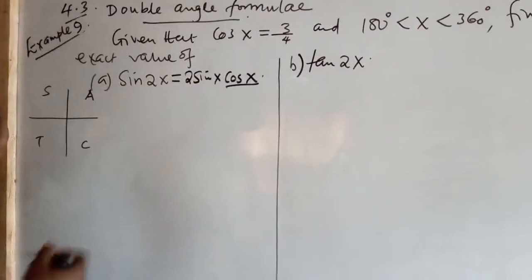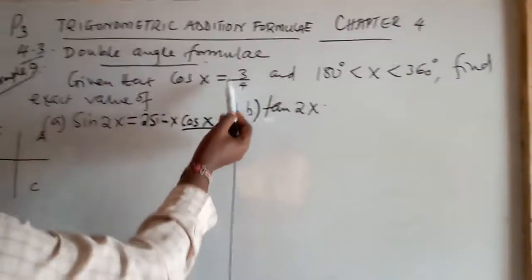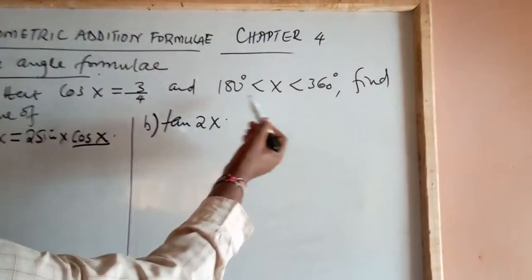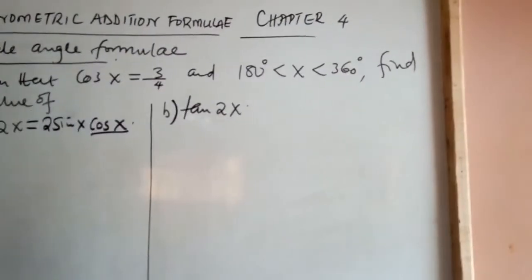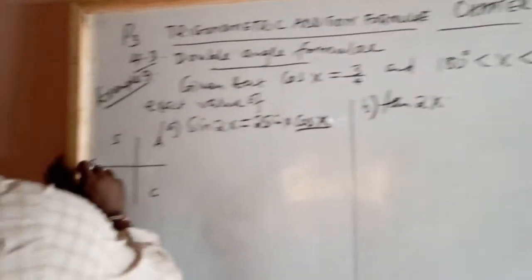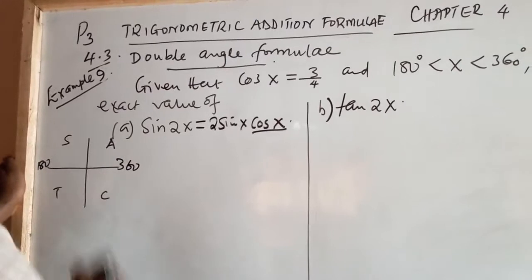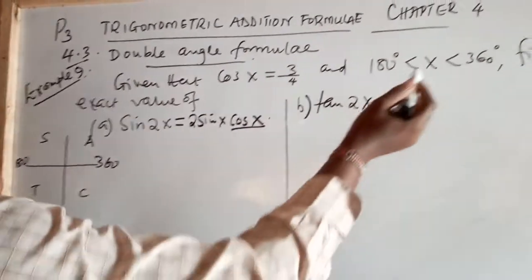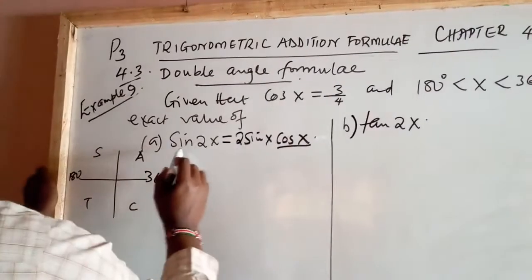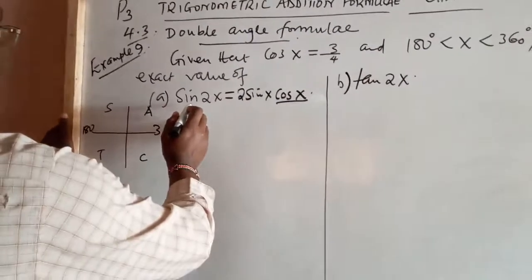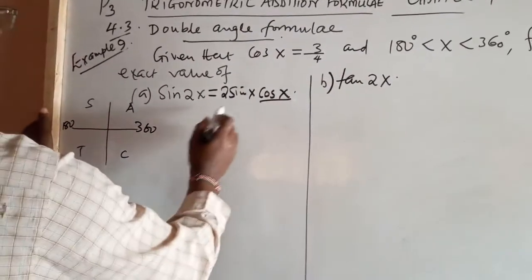In example 9, given that the cosine of x is 3 over 4 and x is between 180 and 360, in the third or fourth quadrant, find the exact value of the sine of 2x. And we know very well from the previous video that the sine of 2x is 2 sine x cos x.